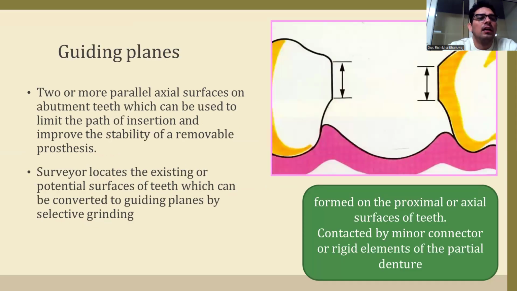Guide planes are two or more parallel axial surfaces on the abutment teeth, which can be used to limit the path of insertion and improve the stability of the removable prosthesis. The surveyor locates the existing or potential surfaces of the teeth that can be converted to guide planes by selective grinding, formed on the proximal or axial surfaces of the teeth, contacted by the minor connectors or the rigid elements of the partial dentures.